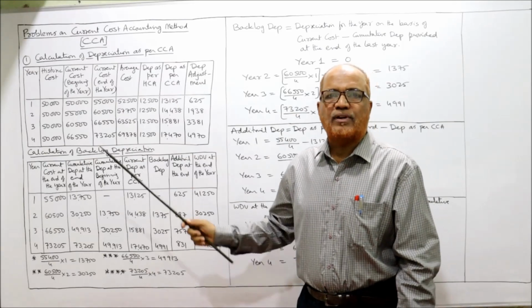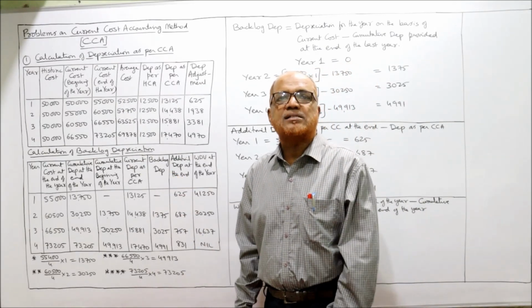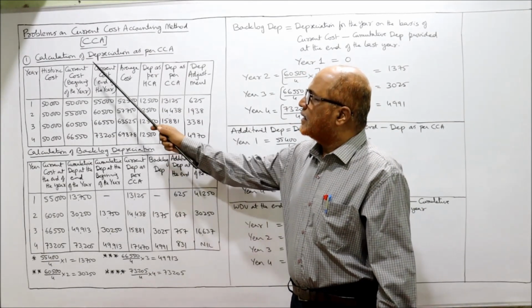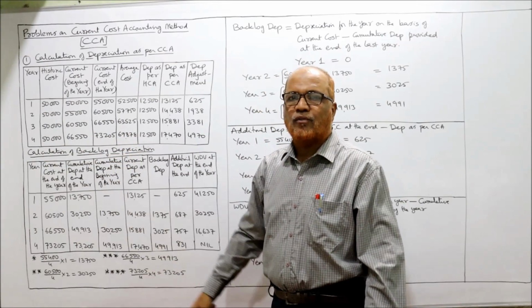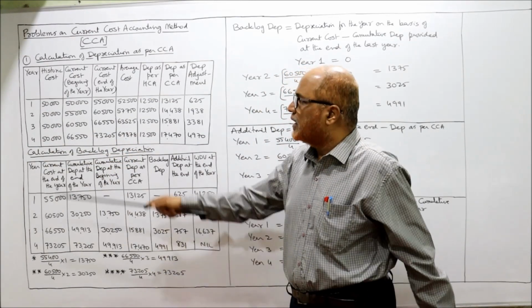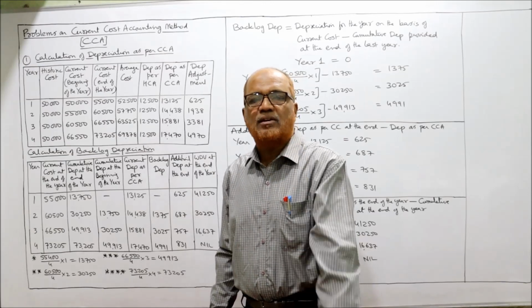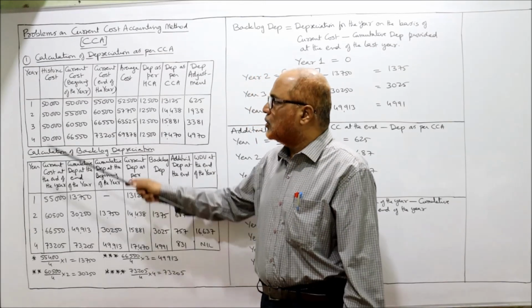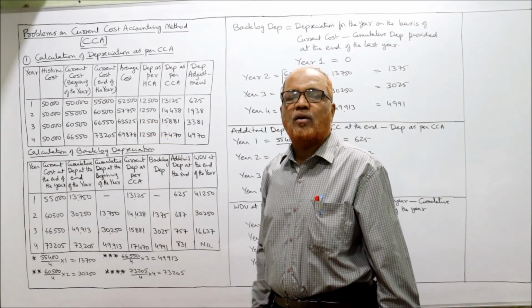Now see the solution carefully. First table I am making for calculating depreciation as per CCA. Calculation of depreciation as per CCA. First year, 1, 2, 3, 4. 4 years is the life given in the problem. Then historical cost. The historical cost of the machine given in the problem is 50,000. So 50,000 historical cost. Now current cost at the beginning of the year.